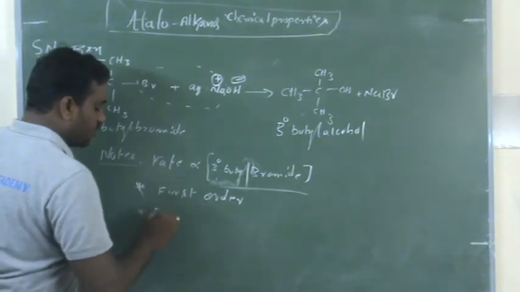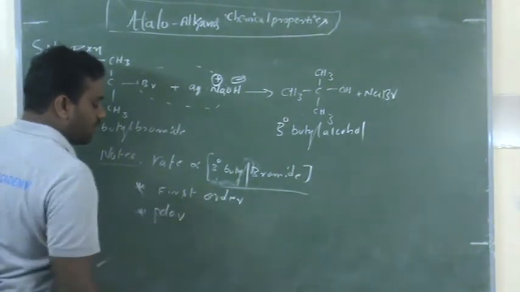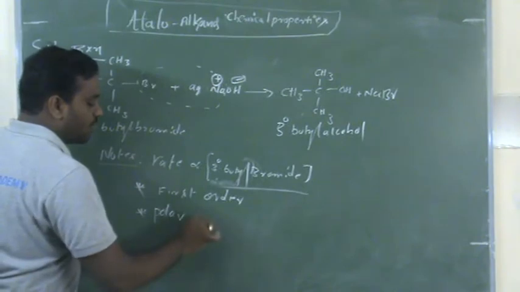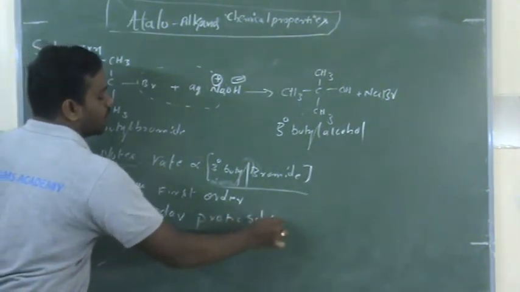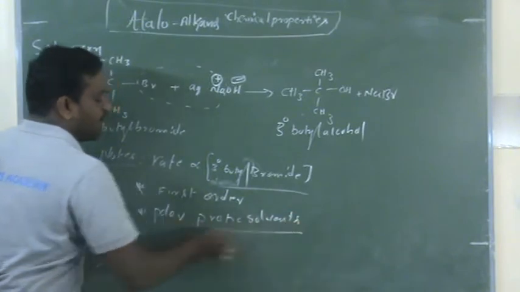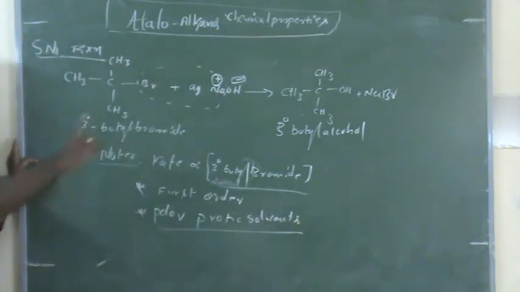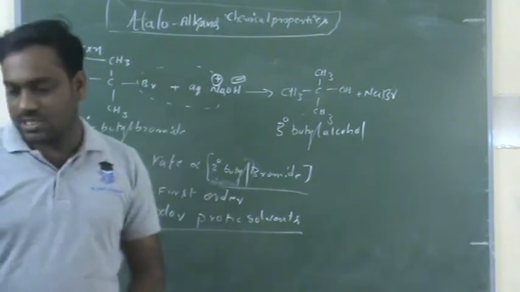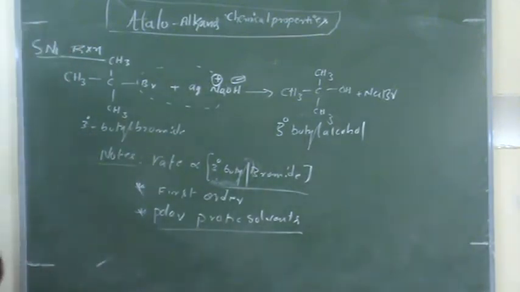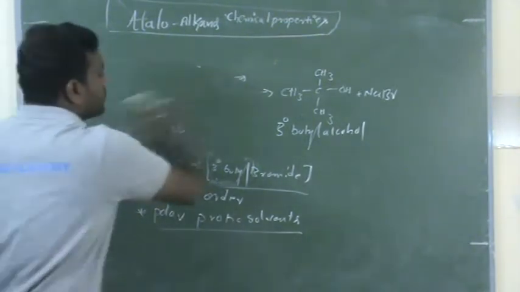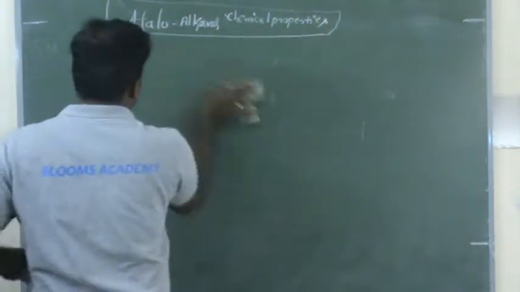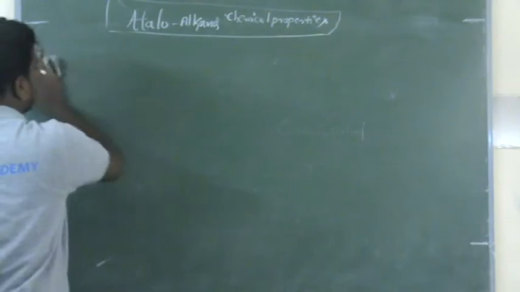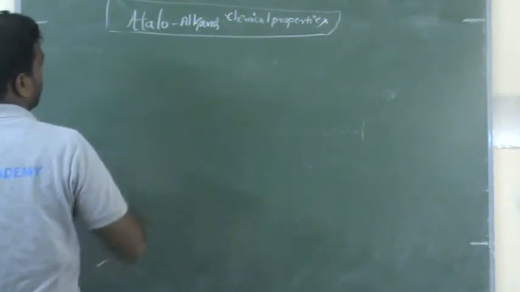and also here we have to use polar protic solvents. Polar protic solvents. Now what is the meaning of polar protic solvents? Now we are going to discuss. This we already discussed in the last class. Now we are going to see what type of solvents there are. Means in the SN1 reaction, some solvents are used.